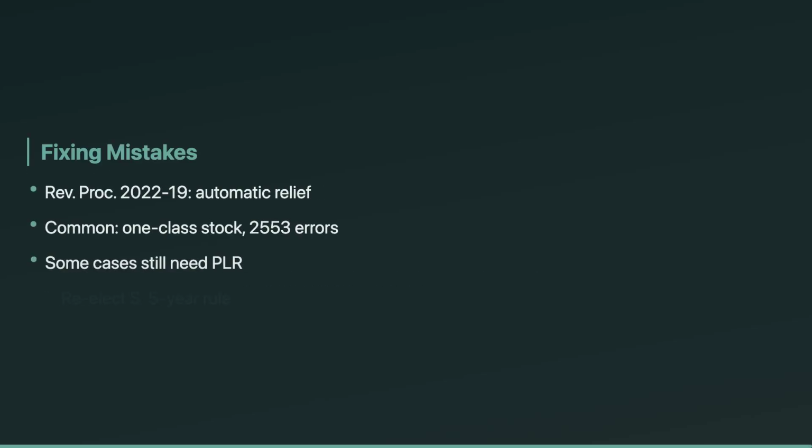If the termination was a mistake, you're thinking inadvertent termination relief. Rev. Proc. 2022-19 is huge because it gives automatic relief in several common situations, like one class of stock problems, disproportionate distributions, certain Form 2553 errors, missing acceptance letters, and filing an inconsistent return. But some cases still need a private letter ruling, like becoming ineligible because a shareholder turns into a non-resident alien. Also, remember the re-election lockout. Normally, no new S election for 5 years, unless the IRS waives it.